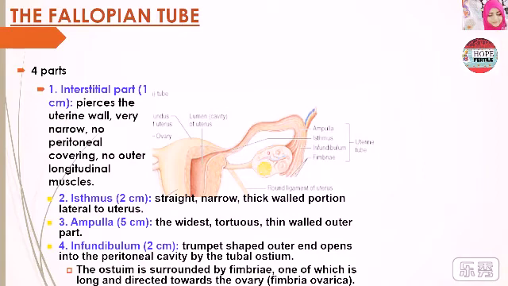Then the infundibulum. This is 2 centimeters, trumpet-shaped outer end opening into the peritoneal cavity by the tubal ostium. The ostium is surrounded by fimbriae, one of which is long and directed towards the ovary, the fimbria ovarica.